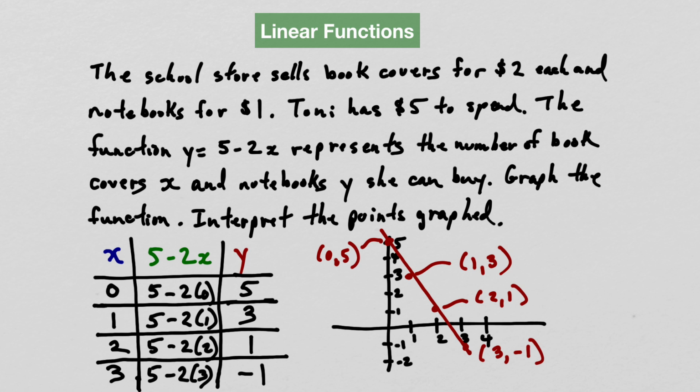So once she spends money on 2 book covers, that's going to cost her $4. I'm sorry, yeah, $4, which means she has only $1 left. She can buy 1 notebook. But she can't afford to buy 3 book covers because each one costs $2 and she would need $6. That's why we get a negative 1. So the answer to interpreting the points graphed is Tony can purchase at most 2 book covers and 1 notebook.